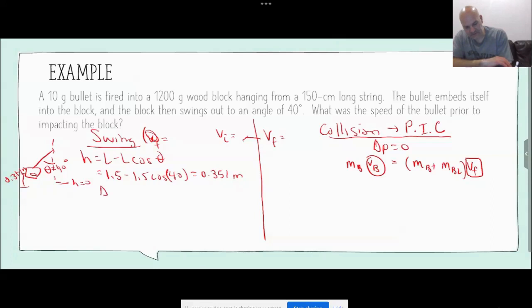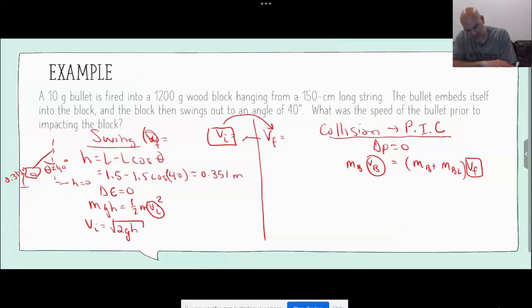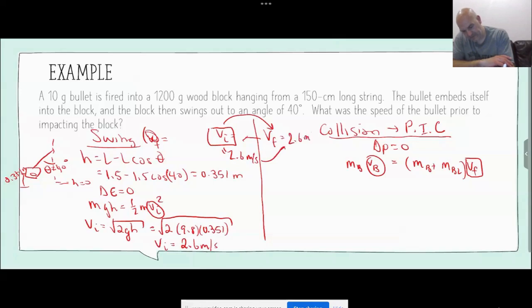Now I use conservation of energy, so delta E equals 0. The last part of my swing, all I have is mgh. The first part of my swing, I have 1/2 m v initial squared. That's what we're going to look for, because that then becomes the final velocity. And so we get our classic root 2gh equation to find the speed. So we have the square root of 2 times 9.8 times h, which is 0.351. Take the square root of that, and we get an initial velocity of 2.6 meters per second. So this is 2.6 meters per second, which means this is 2.6 meters per second.